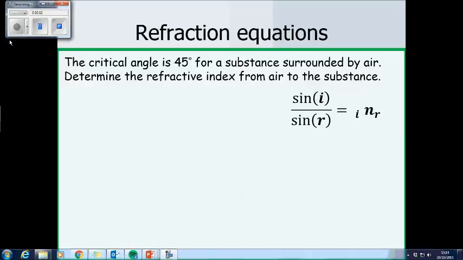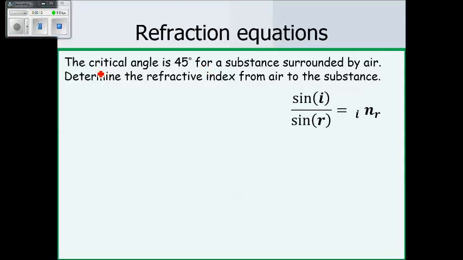Now here we're applying Snell's law in the context of critical angle and total internal reflection. In this case, we've been given a critical angle. The critical angle here is 45 degrees for a substance that's surrounded by air, and we need to determine the refractive index from air to the substance.